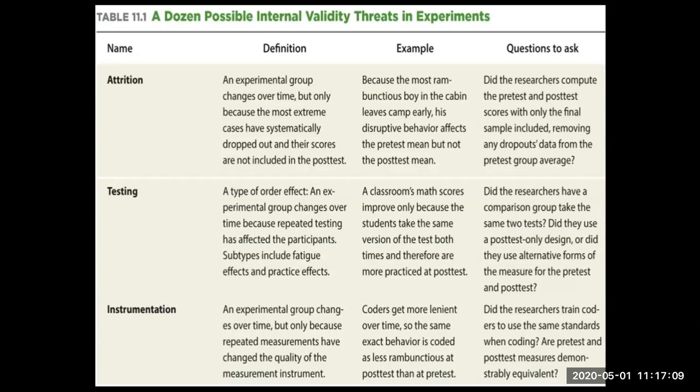We're going to talk about a few of those things after, but instrumentation may be the person or the instrument that you're using to measure needs to be recalibrated or retested. So did the researchers train coders to use the exact same standards when coding throughout the experiment? And are the pretest and post-test measures demonstrably equivalent? Are they rating the same thing, using the same instrumentation? There may be a problem if the readout is wrong, whether it's due to human or machine error.